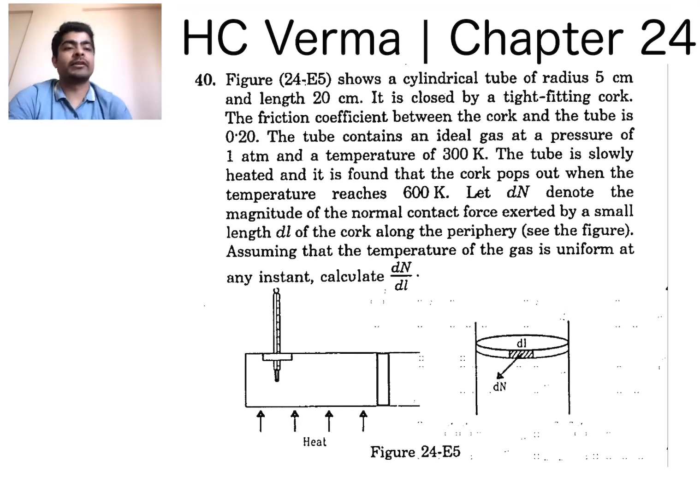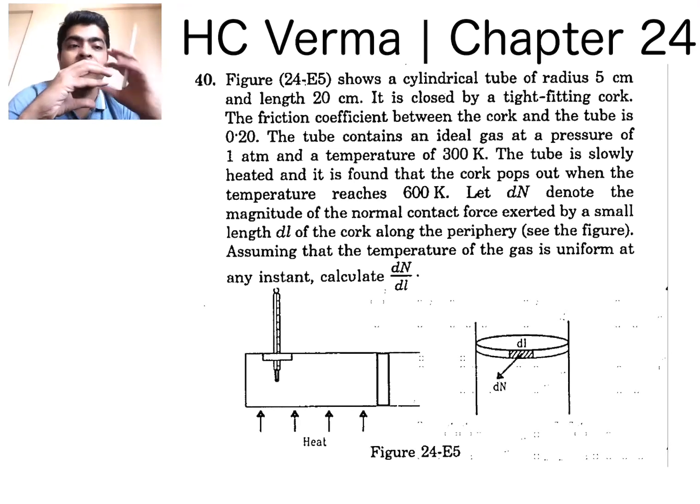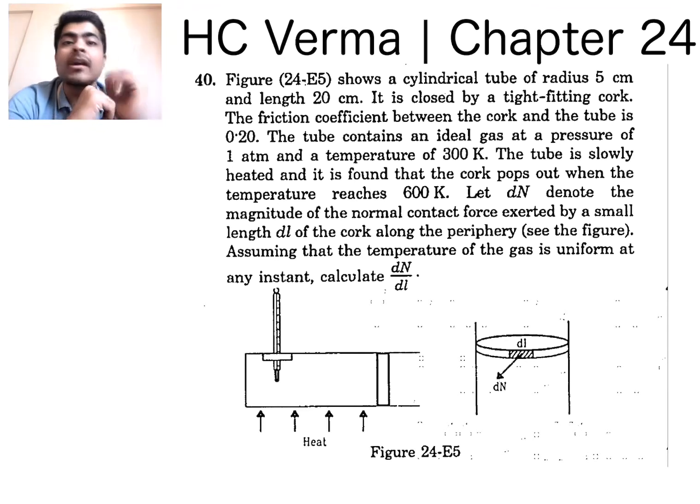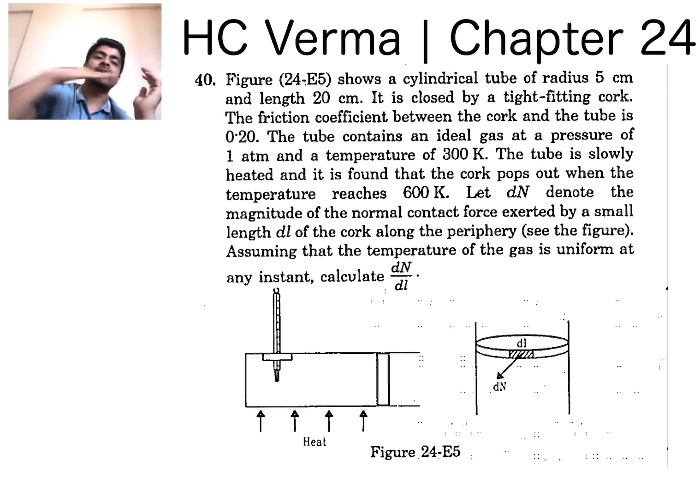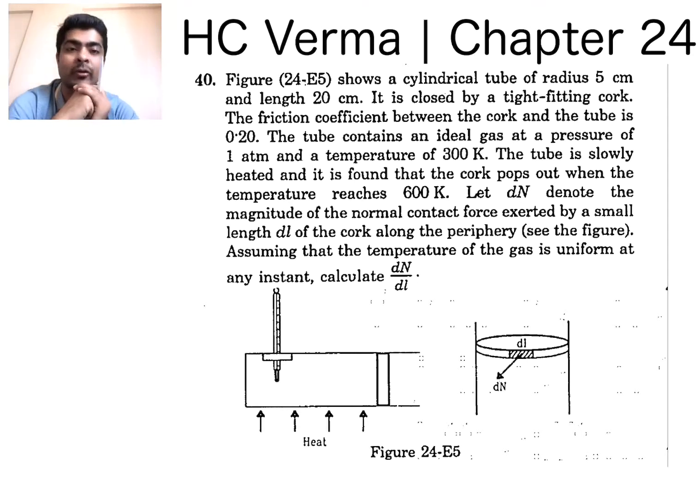Now understand something over here. The tube is tightly closed by the cork, so the volume cannot change. So as you heat the gas isochorically, the temperature of the gas will increase. Pressure will also increase. So as the pressure increases, more force is applied by the gas on the cork to push it out. Okay. So the gas is trying to push the cork out, but the extra pressure applied by the gas is being resisted by the friction between the cork and the tube. So the friction reaches its maximum value at 600 Kelvin, and that's when the cork will finally pop out.